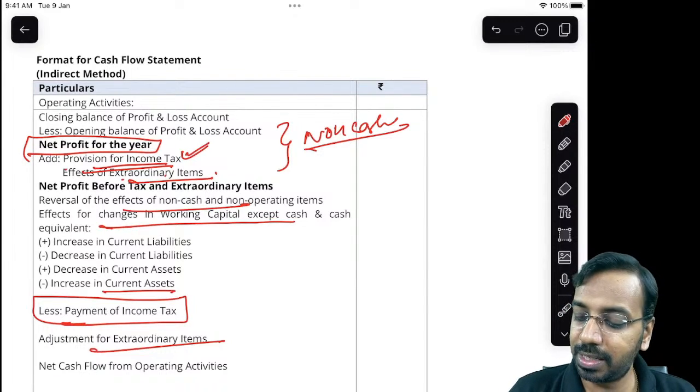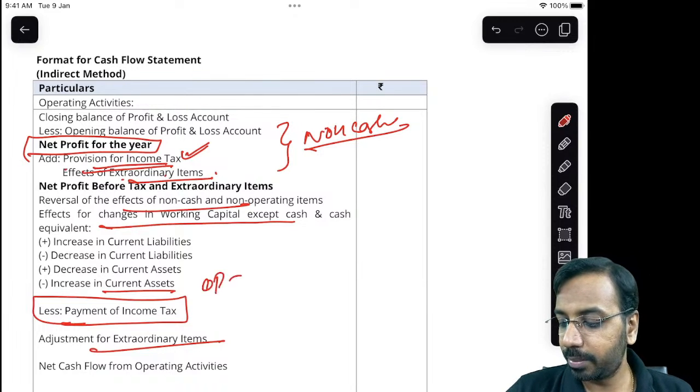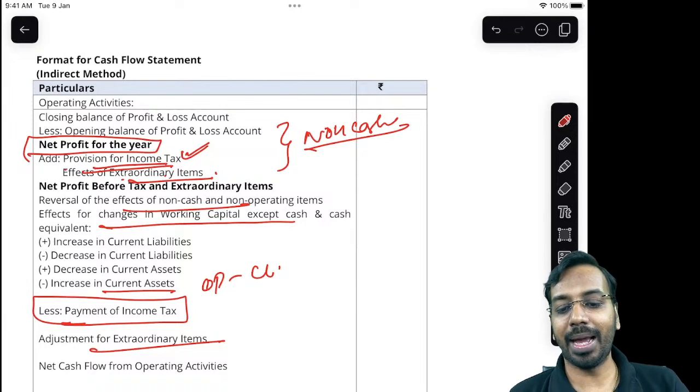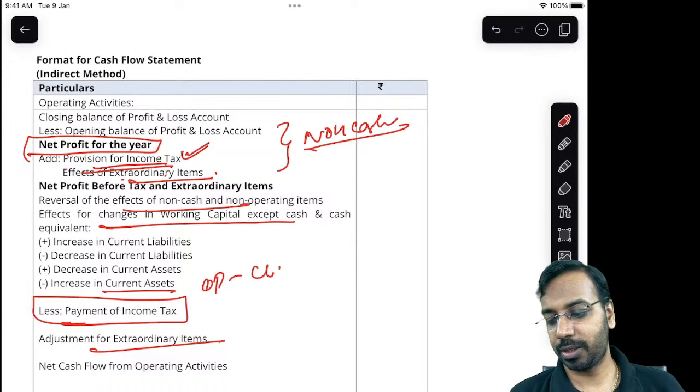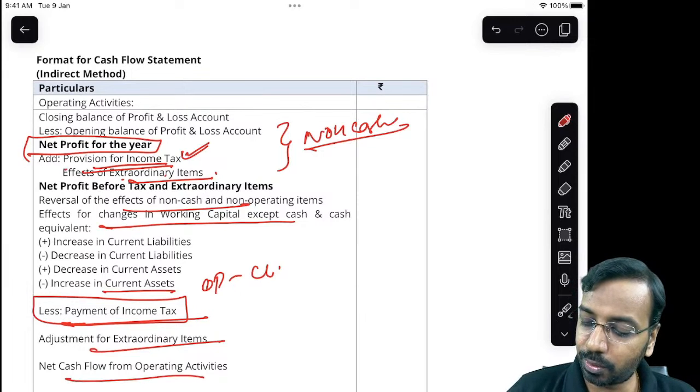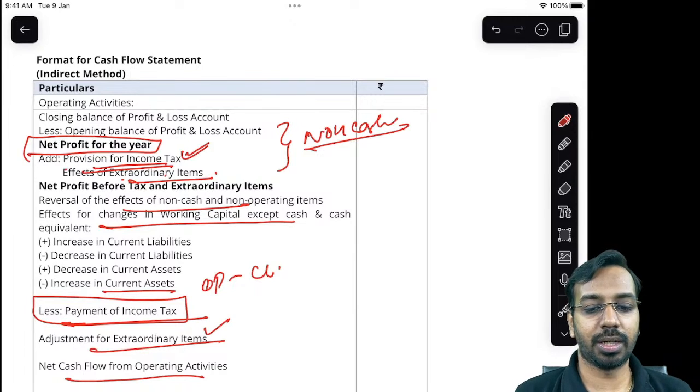Current assets, if it is an increase, what does it mean? Opening minus closing. Simply do opening minus closing. If it is positive, add back. If it is negative, you reduce it. Then determine payment of tax and calculate the net cash flow from operating activities with separate disclosures of extraordinary items.